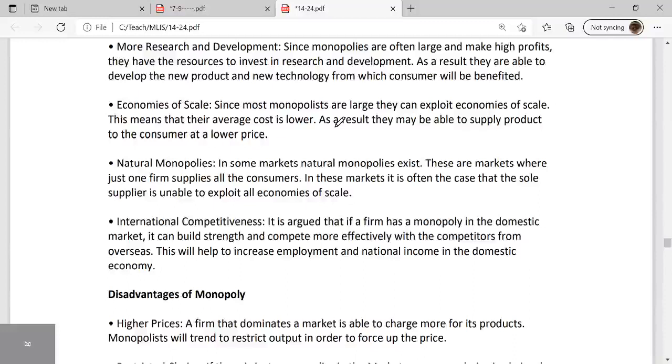Next we have international competitiveness. Monopoly can also be helpful to achieve international competitiveness, because as they can produce at lower cost and also sell at lower price, from the international market we may also get orders. So it's also beneficial for us because it will increase our export.